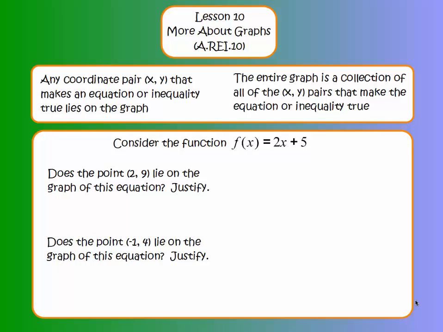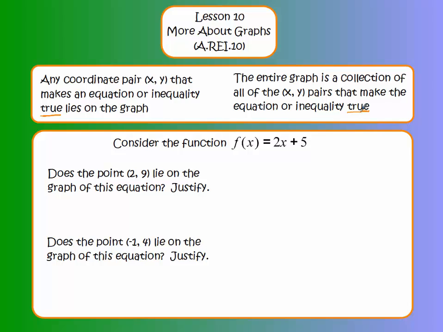Okay, first thing we have to know is any coordinate pair, x, y, that makes an equation or inequality true lies on that graph. Also, the entire graph is a collection of all of the xy pairs that make the equation or inequality true. Making it true is really the important part to remember. True means when it says something's equal or greater than or less than, it has to hold true. It can't be a false statement.